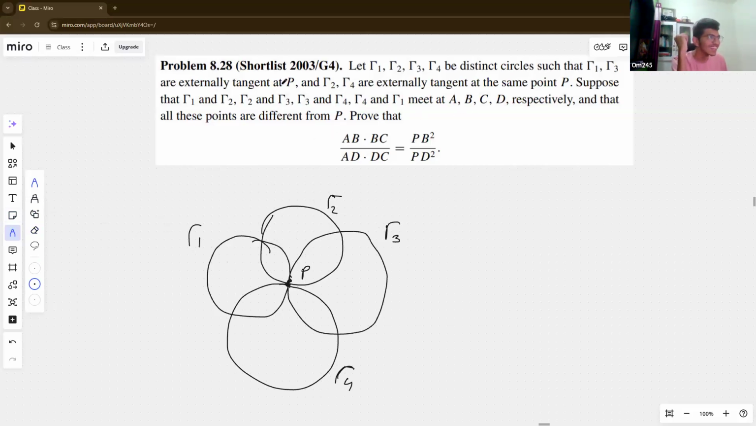Suppose that these two circles intersect at A, B, C, D. Very precise. And now we have to prove, all of these points are different from P, and we have to prove this random side condition. So many people will be excited for a trig bash or some length chase. We are not doing that. We are doing smart work, basically.